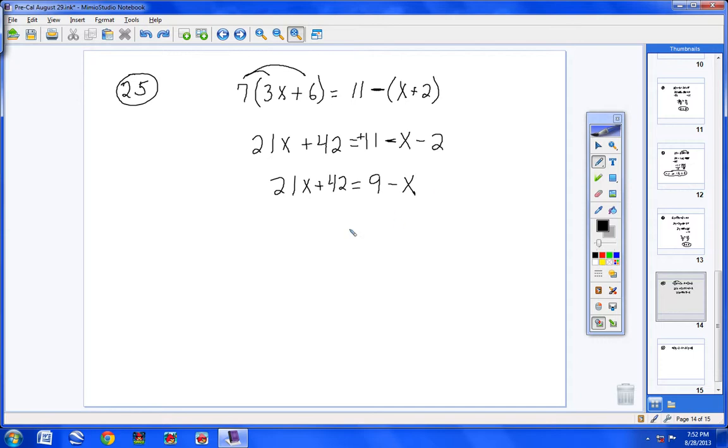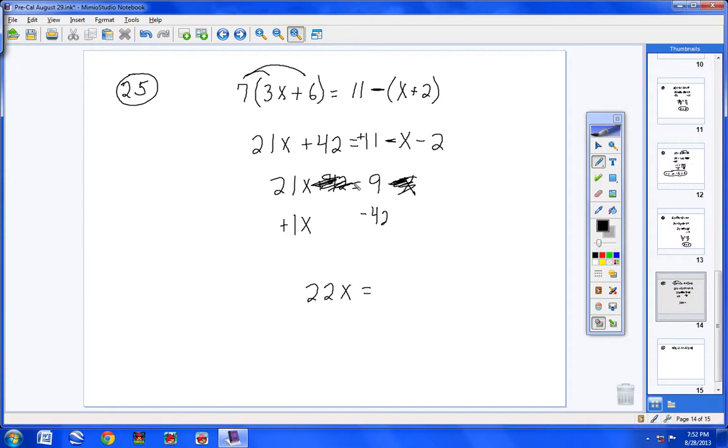So, now we're ready to move stuff around. Okay, take this negative x and bring it over. When you bring that negative x over, it is going to become a positive x. So this is now gone. And now this 42, bring this 42 over. It's a positive 42, so when you bring it over, it's going to become a negative 42. So now this 42 is gone. Now don't forget what's in front of the x here. It's a 1. So 21x plus 1x would be 22x.